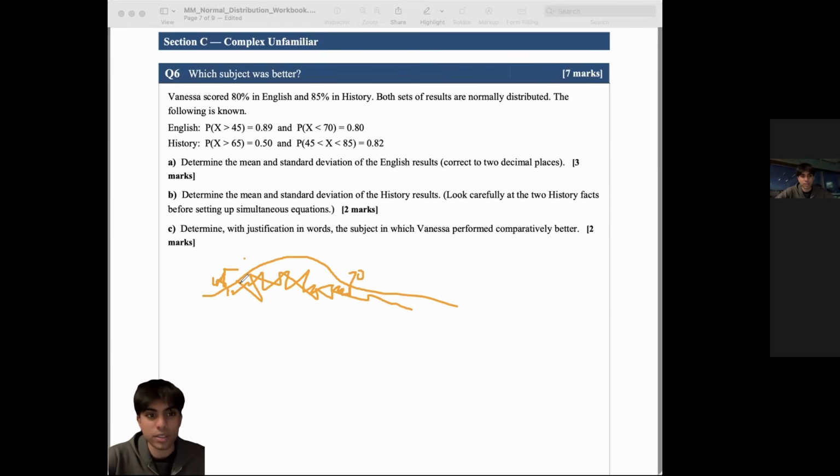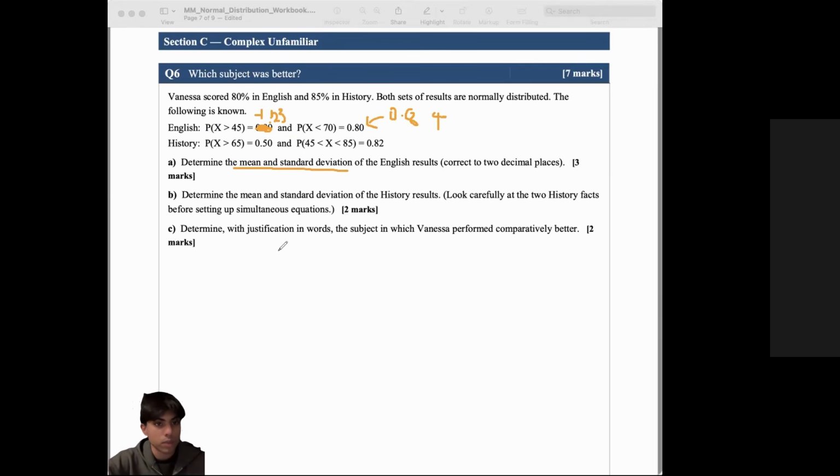Let's try to figure out how we can actually find the mean and the standard deviation values, because what they've given us is two points. They've given us two x values actually, and they've also given us two percentiles, or the amount of area that they cover. So let's try to find the z-score based off these values.